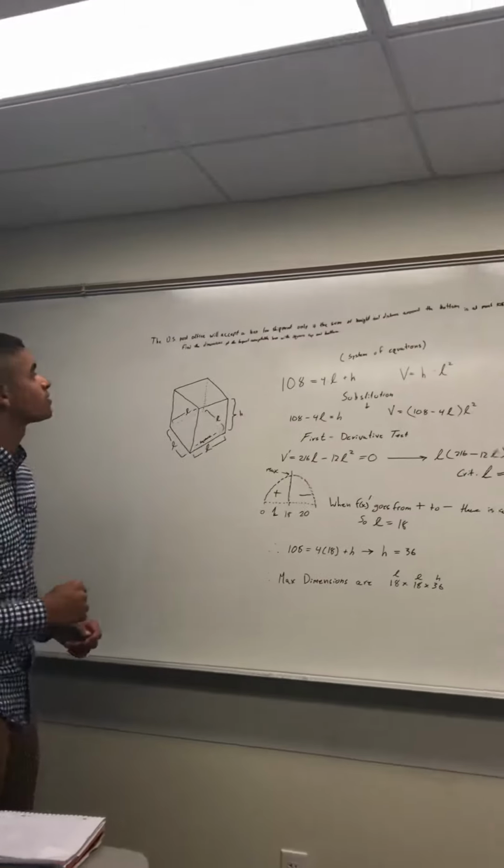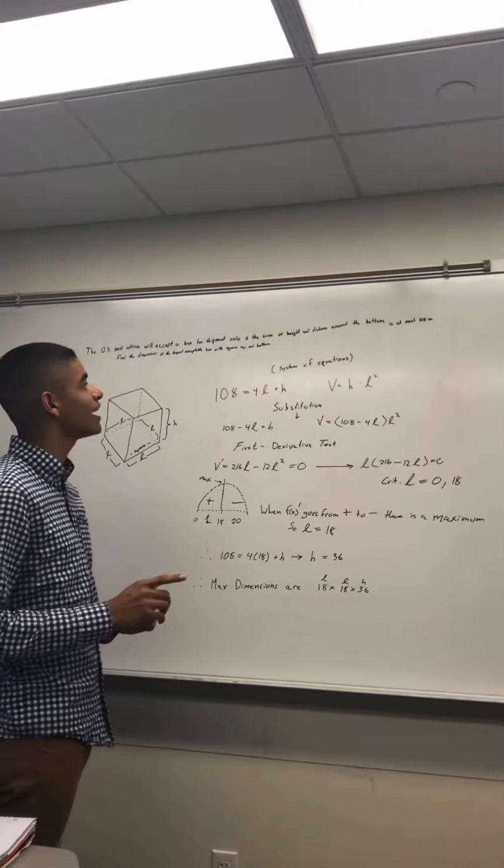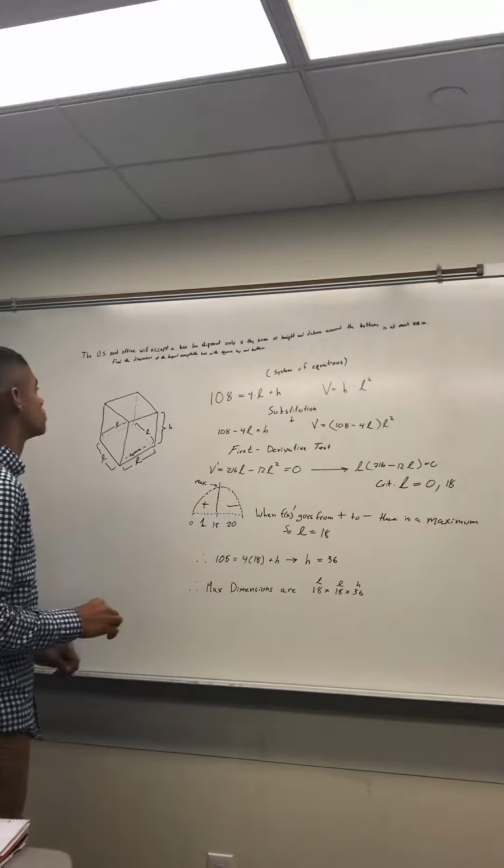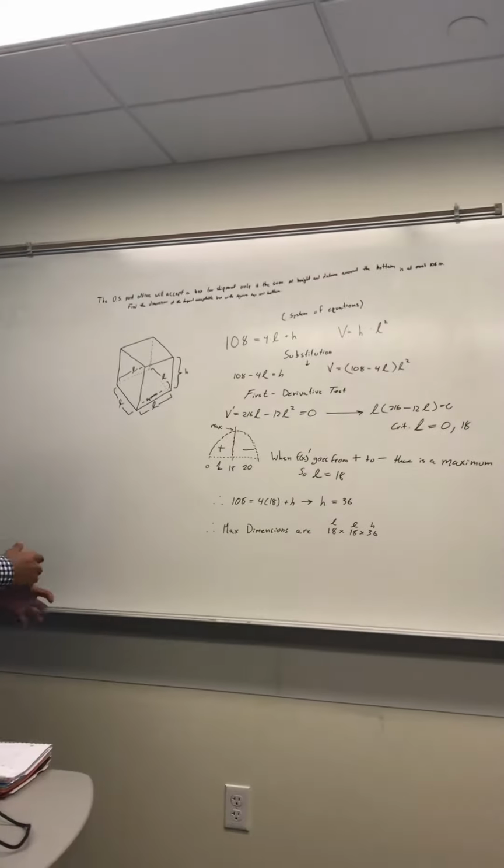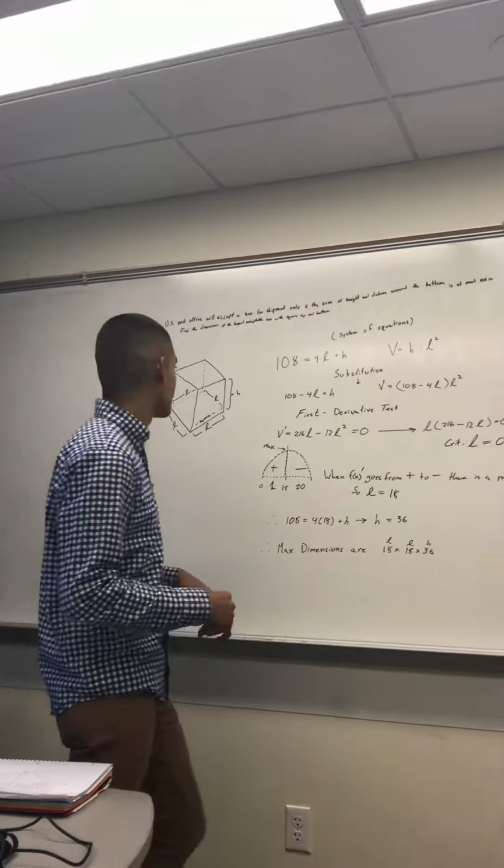Today we're going to be dealing with the MATH151 optimization problem, which goes: the U.S. Post Office will accept a box for shipment only if the sum of the height and distance around the bottom is at most 108 inches. Find the dimensions of the largest acceptable box with square top and bottom.